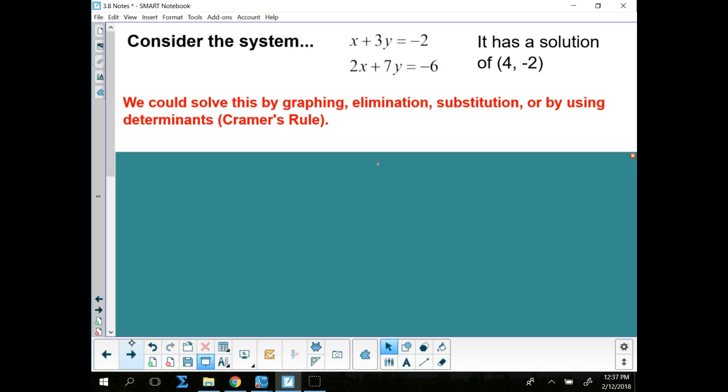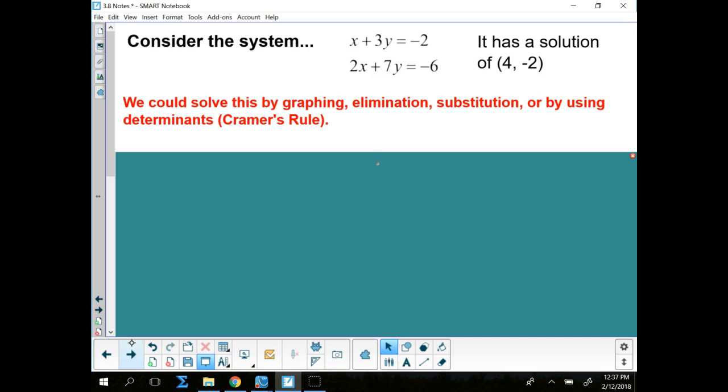Okay? So, let's go about using matrices to solve this system. Now we know, because we've done this problem already this year at some point in time, x plus 3y equals -2, and 2x plus 7y equals -6. It has a solution of 4, -2. When x is 4 and y is -2, that solution checks out. 4 minus 6 is -2. 8 minus 14 is -6.